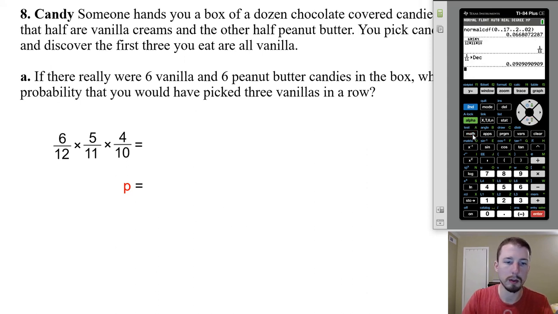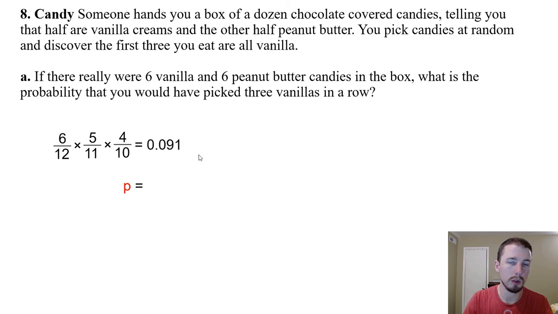So basically 9%. All right, so what we just did is we just calculated a p-value. If the null hypothesis is true, if there really were 6 vanilla and 6 peanut butter, then the probability of observing what we just observed, 3 vanilla in a row, would be 9%. Now, is that unusual? Well, it depends on what you set your alpha level to.